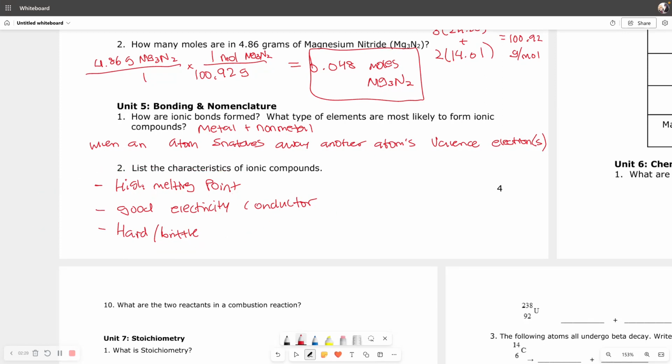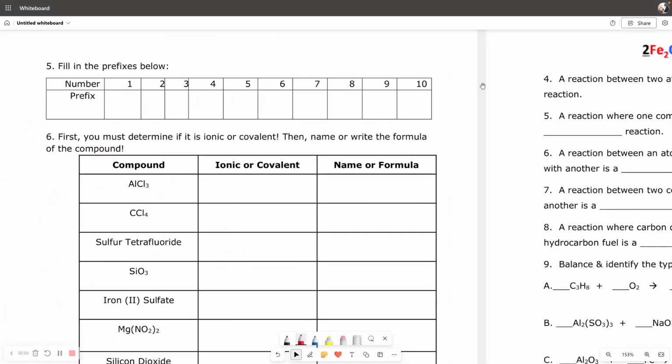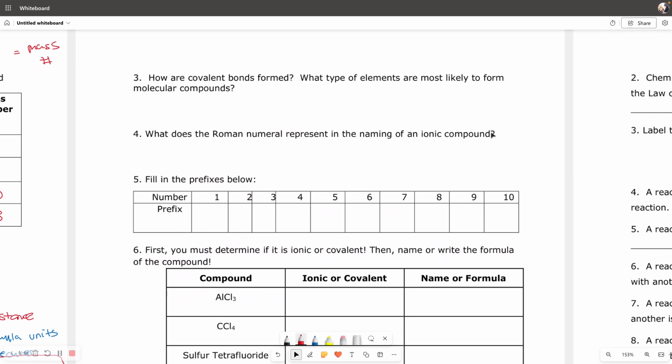These are the most important ones that'll help you identify whether or not something's an ionic or covalent, along with the fact that they're either non-metal, or metal, or metal, non-metal. So ionic bonds and compounds will always be made up of one metal and one non-metal. All right. Let's move on to covalent bonds.